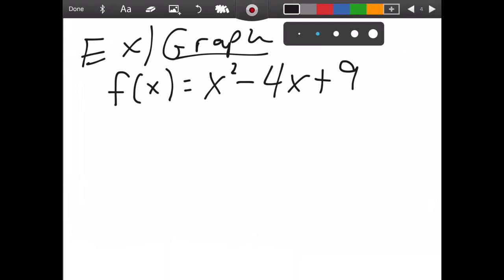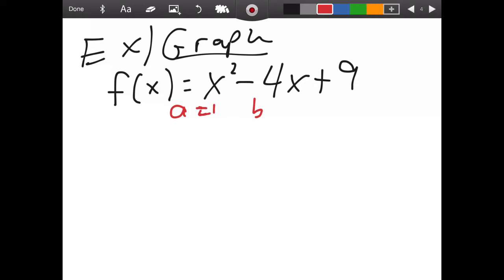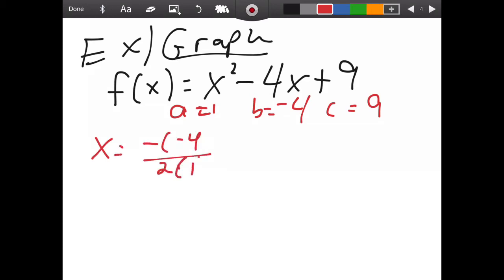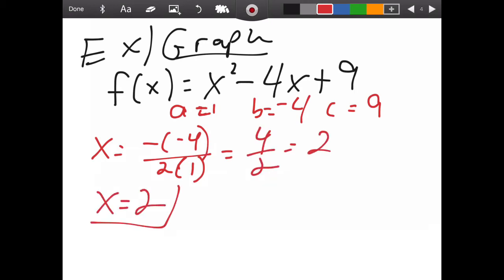All right, we're going to graph f of x equals x squared minus 4x plus 9. So a here is 1, b is negative 4, and c is 9. Find the axis of symmetry. x equals negative negative 4 over 2 times 1 is 4 over 2, so you get 2. So your axis of symmetry is x equals 2. Now I'm going to go into my calculator, put the equation in for y1 and look for this number 2, x equals, and that'll be your vertex.